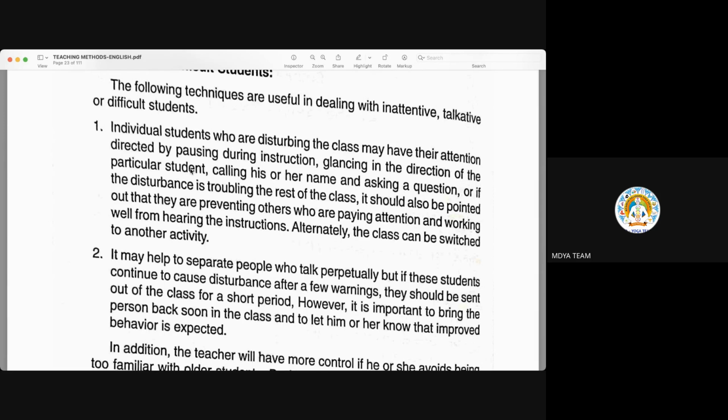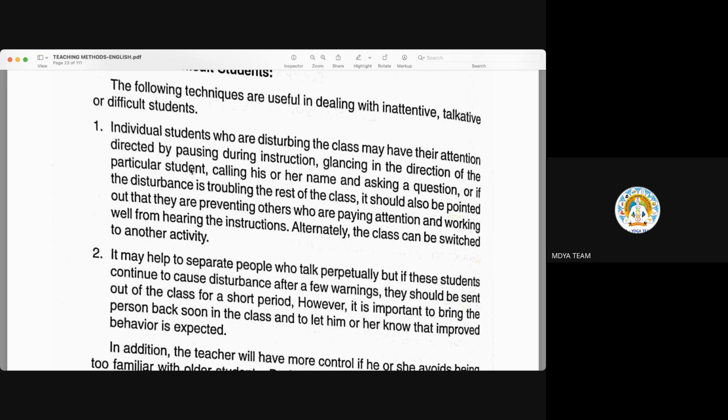and you may ask a question, make him or her stand up. Or if the disturbance is troubling the rest of the class, then it should also be pointed out that they are preventing others who are paying attention and working well from hearing the instructions, and because of you, they are not able to concentrate. Alternatively, the class can be switched to another activity.